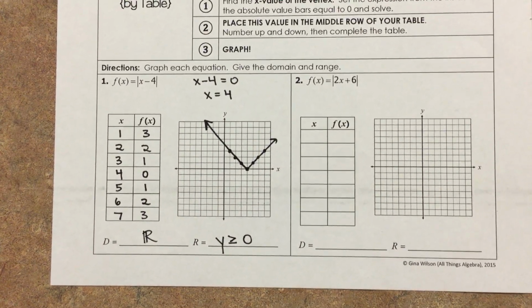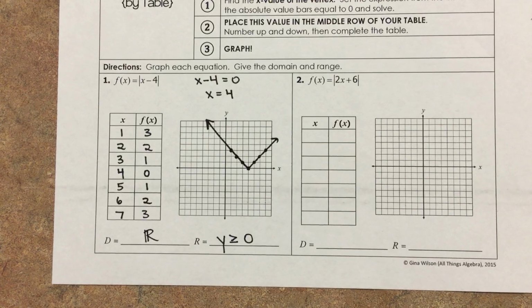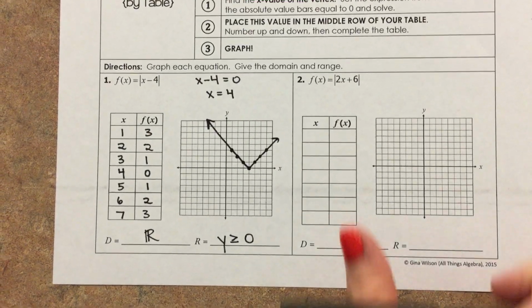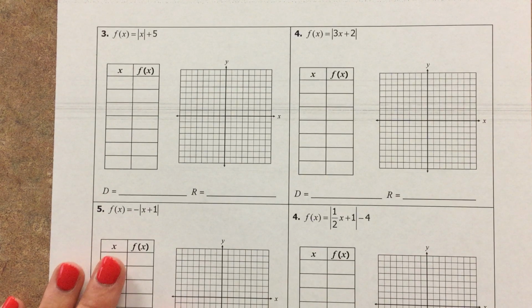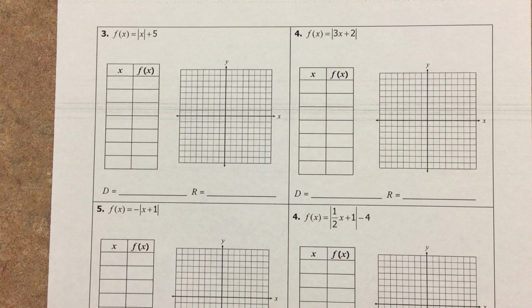All right, so that's our first little intro on how to use the table. On the next page, we're going to just look at a few more, some different changes that you can see. So let's look at number 3 next. All right, so number 3 is a little bit different. The absolute value only has an x inside, and then the +5 is on the outside. So let's see how that's going to affect our table and our graph.